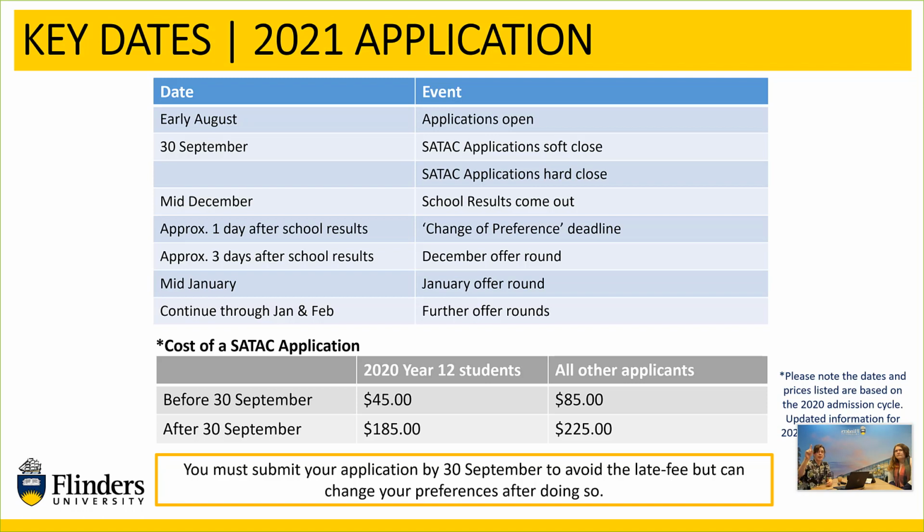Now, if you cast your eyes to the bottom of the screen here, you can see that that late fee is quite substantial. It goes from $85 up to $225. So if you know that you want to study next year, pop an application in before that date. You've still got until December to change those preferences around. So if you think, oh, I think I want to do social work, I'm just going to put it in, and then you change your mind, between then and December, just log back into your account and change your preferences, okay?